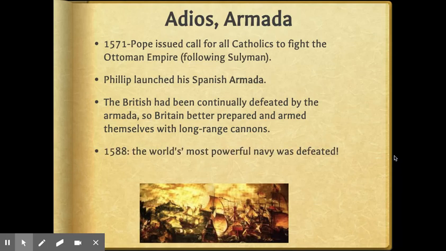So the British are going to defeat what was at the time the strongest navy in the world, making Britain now the most powerful navy in the world. It's important to note, what religion is England during this time? Pausing to let you think.